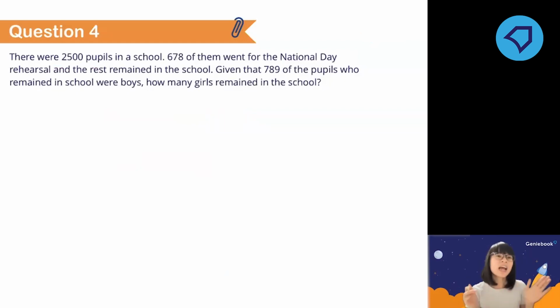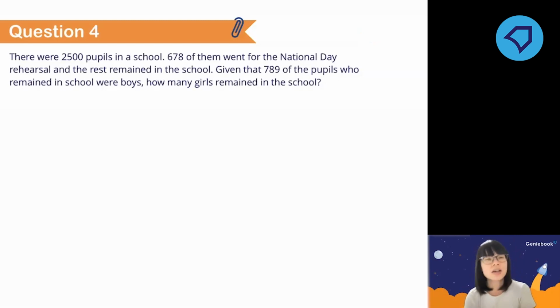All right. Okay, there were 2,500 pupils in a school. 678 of them went for the National Day rehearsal and the rest remained in school. Given that 789 of the pupils who remained in school were boys, how many girls remained in school? Sounds complicated, doesn't it? So this is a two-step word problem, so let's do it together. Okay, what's the first step?